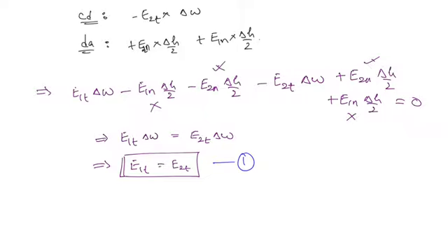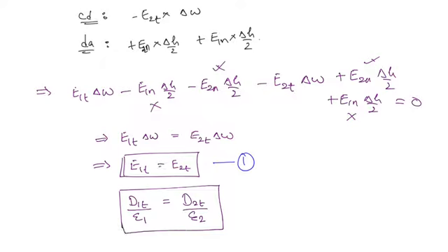So we know what E1t is in terms of flux density. It is d1t divided by epsilon 1. This will be equal to E2t, which is d2t by epsilon 2. Okay, so this is the condition for flux density.